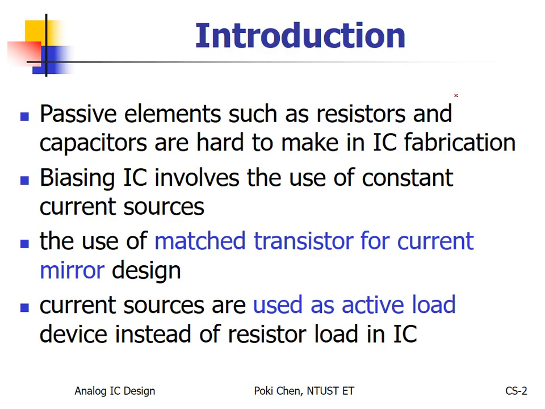Anyway, why do we need to focus on current source? Simply because in analog IC design, we focus very much on bias current instead of bias voltage. But not only for bias, but also for such kind of active load.